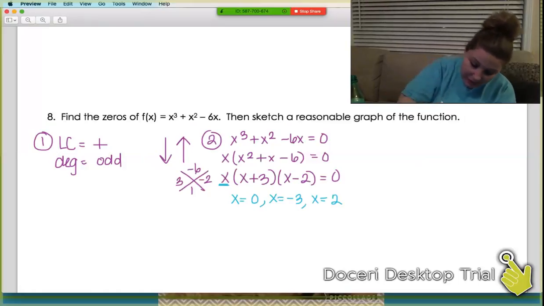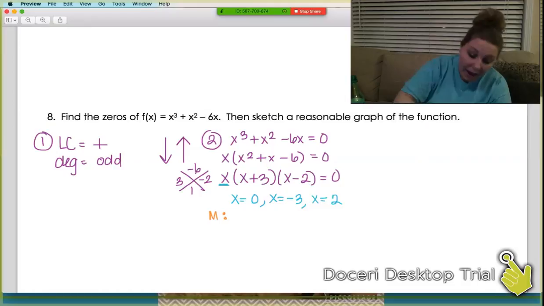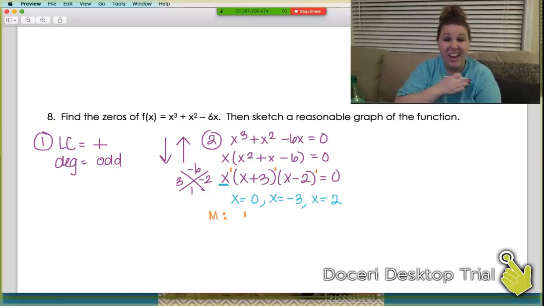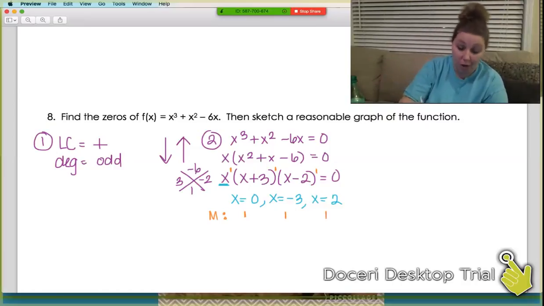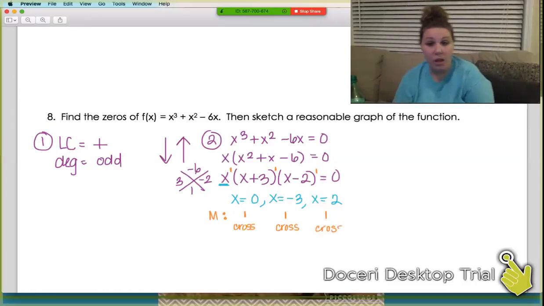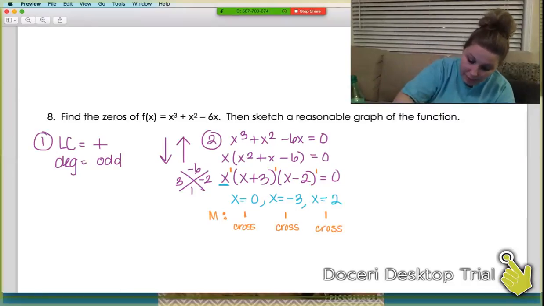Now I need to decide what my multiplicity is for each of these. So in order to do that, I think my internet's being weird, so there's a little bit of a lag. Hopefully this doesn't look too bad on your screen when you're watching this. I have to look at the exponents of each of the factors. So 0 came from x to the first, so it has a multiplicity of 1. And actually all of them, I don't have any other exponents, so all of them have a multiplicity of 1. That means that at each of these values on the x-axis, the graph is going to cross. Odd multiplicities cross.